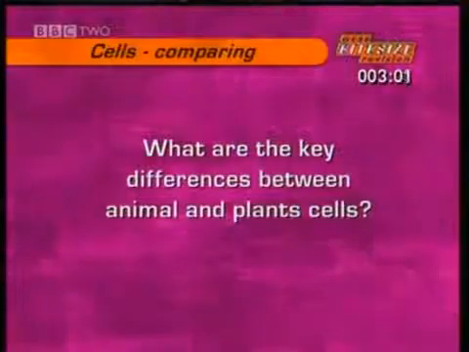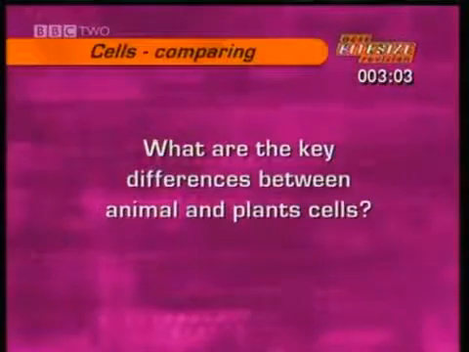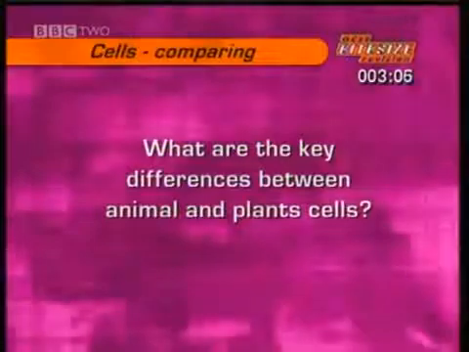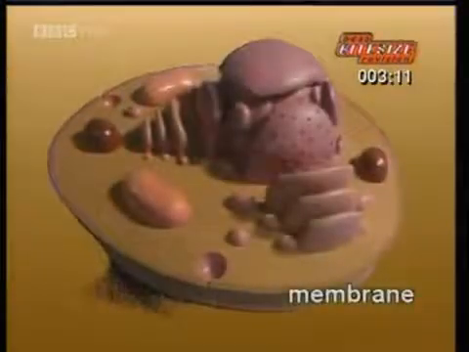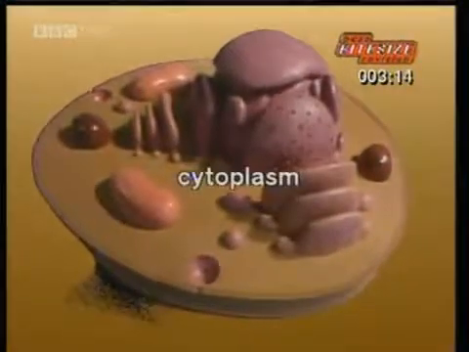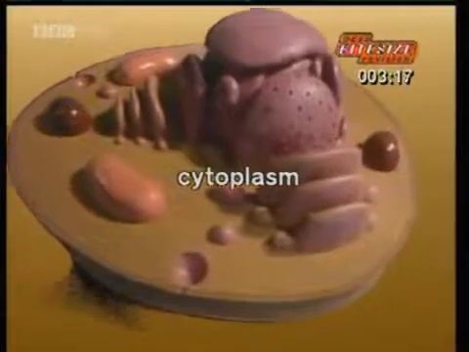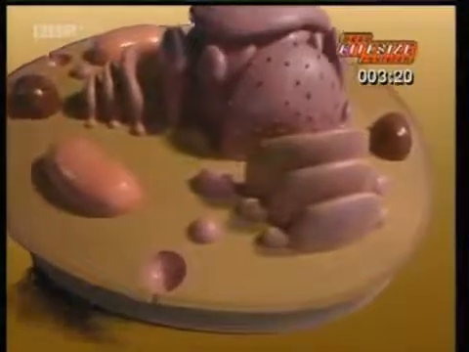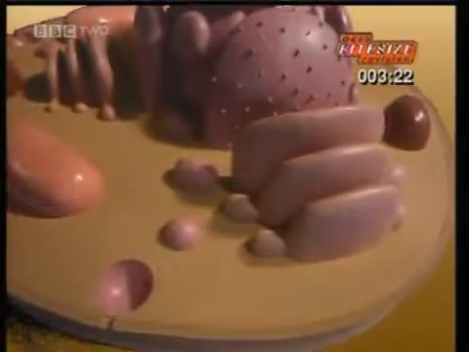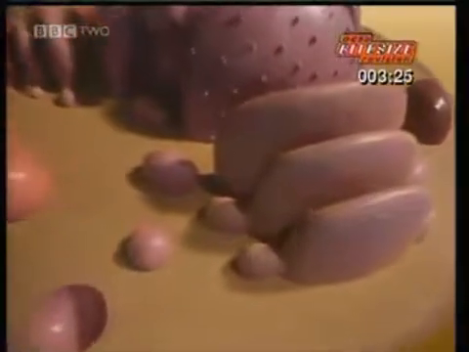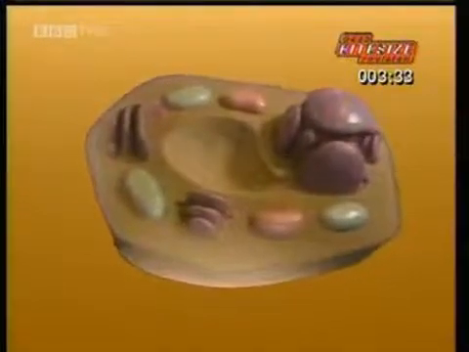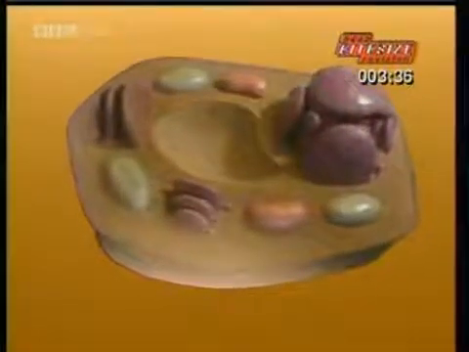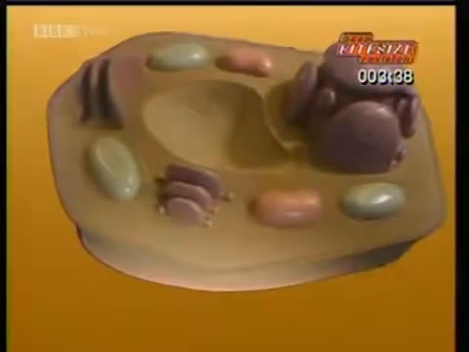But what are the key differences between animal and plant cells? The next clip explains. All animal cells are surrounded by a thin membrane. Inside the membrane is the cytoplasm, and in the cytoplasm are a number of distinct structures. Nearly all animal cells have a nucleus. Plants, too, are made up of complex cells with many different organelles. The functioning of these organelles is literally the basis of life on Earth.